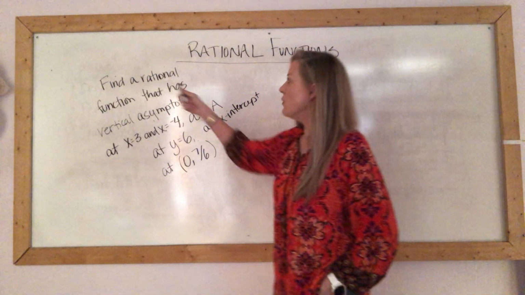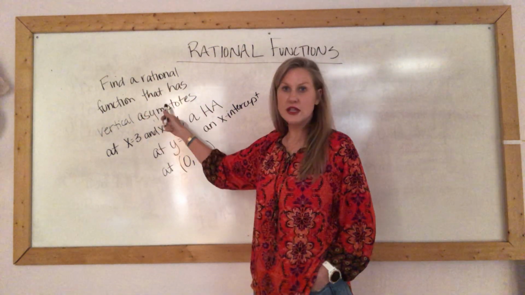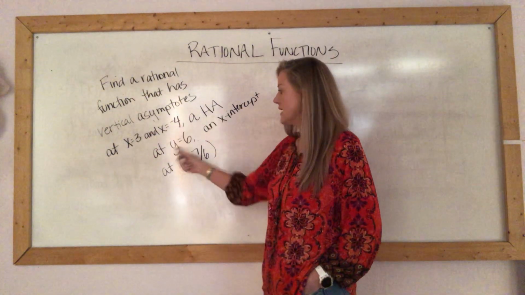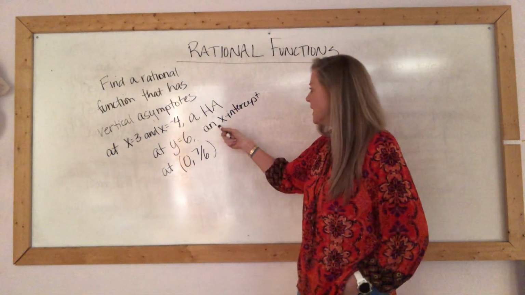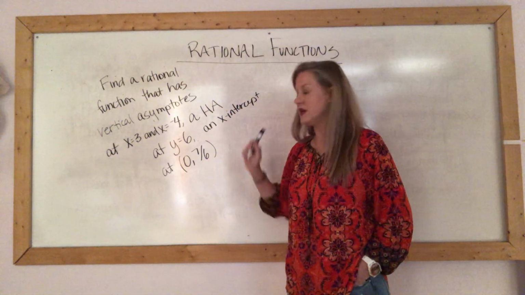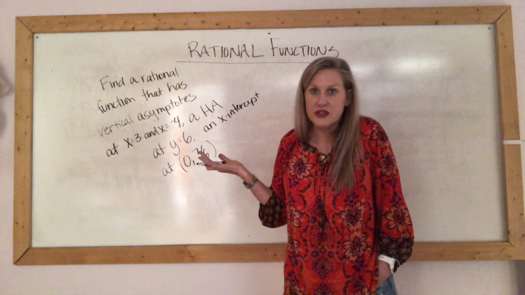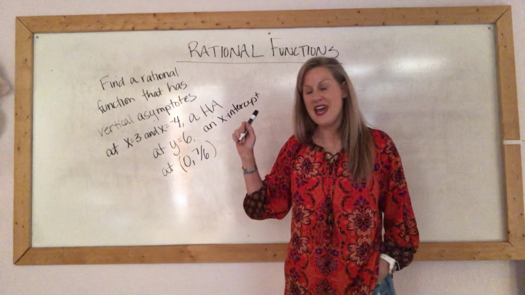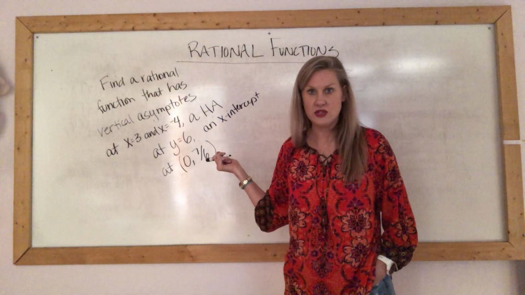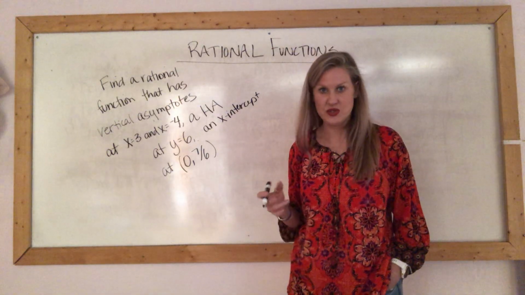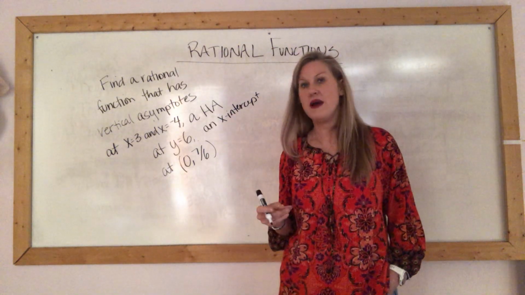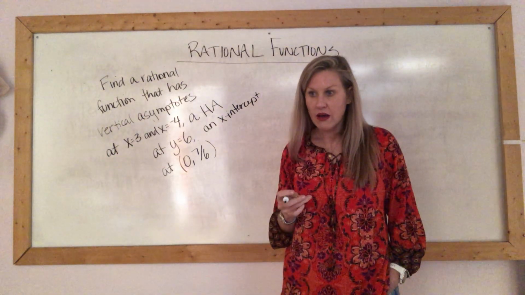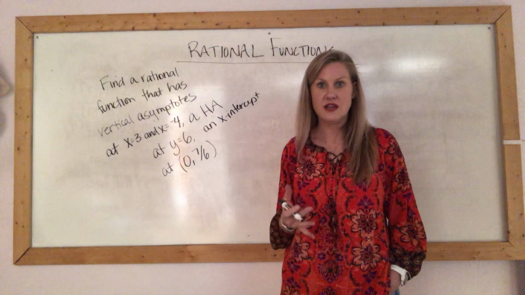So I want us to find a rational function that has vertical asymptotes at x equals 3 and x equals -4, a horizontal asymptote at y equals 6, and an x-intercept at (7/6, 0). I can make these up all day. One thing to know is that there are multiple possible correct answers to these. There's typically one that might be the simplest or most obvious or quickest to find, but there will be infinite possible answers to these kinds of problems.